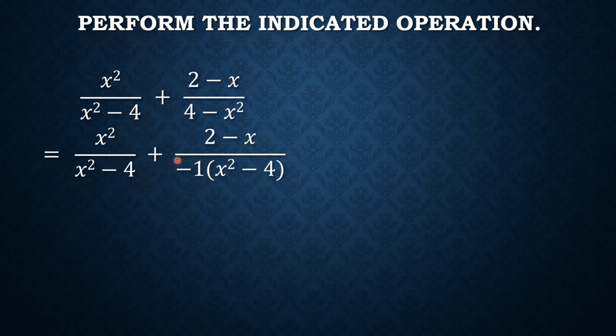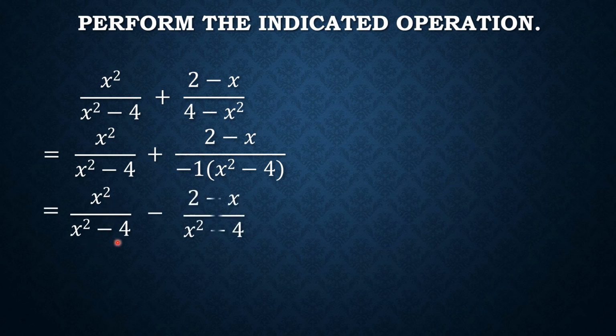So, itong negative 1, yung negative sign na ito ay dalhin natin dito. Okay, makaka-apekto na dun sa pinaka-operation natin. Because positive, negative is negative. Okay? So, si negative, dalhin na natin sa operation niya. So, now it becomes x squared over x squared minus 4 minus 2 minus x all over x squared minus 4. Now, they have the same denominator, copy.